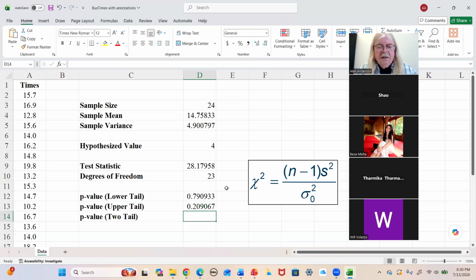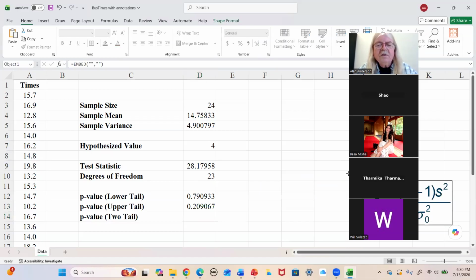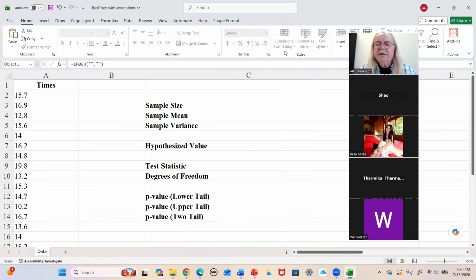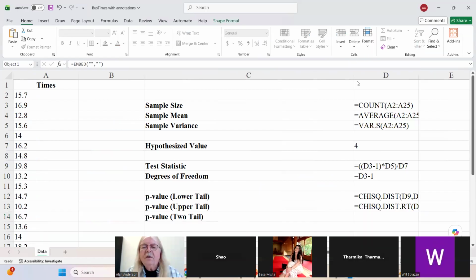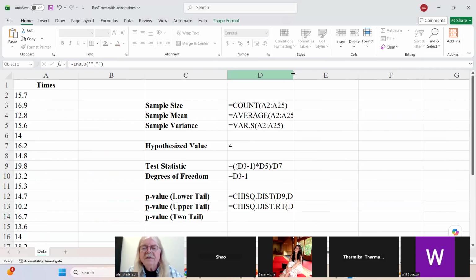0.209 something. Actually, let me do this one thing here. If you hit Control tilde, tilde is on next to the 1, you can show all the formulas at once, just in case you missed something. Let me do that right now. That's pretty nice. So Control tilde, tilde is that little squiggly character next to your 1. If you do that, it'll show you all the formulas at once. Then to get out of it, you hit Control tilde again. Okay, so you're just toggling back and forth.